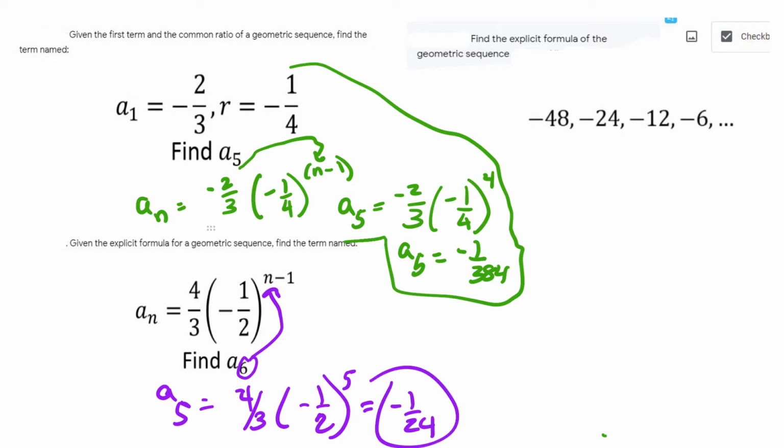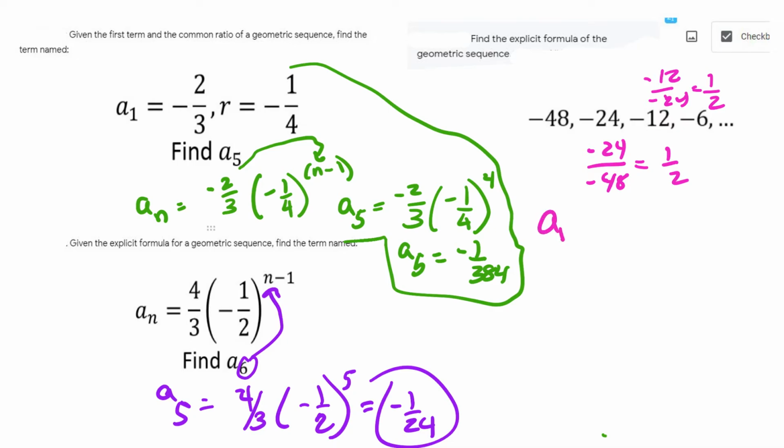This other question says, find the explicit formula for the geometric sequence. First, we're just given a list of terms, so we need to figure out what the common ratio is. Negative 24 divided by negative 48 is equal to 1/2. And then we can check it again: negative 12 divided by negative 24, we get 1/2.